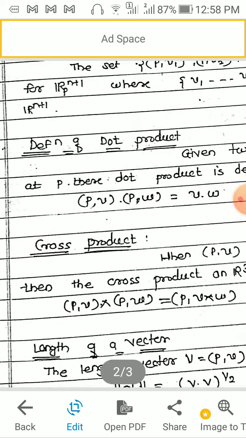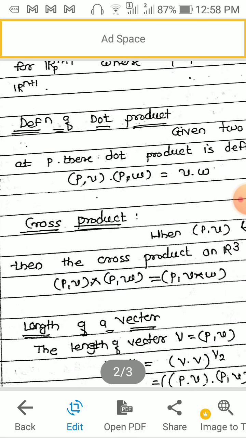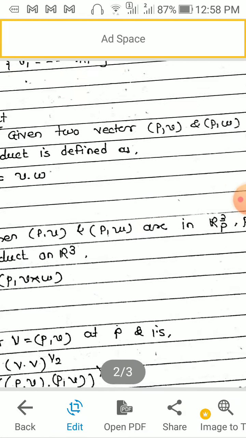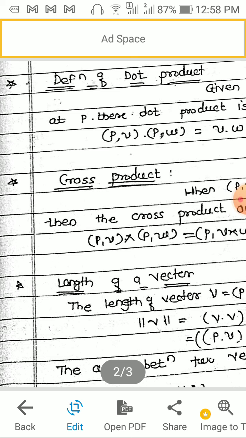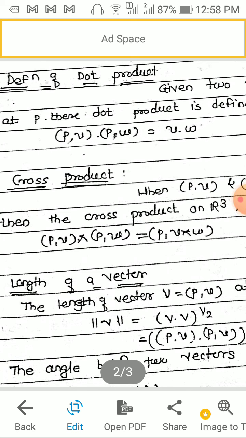Now, we shall define dot product, cross product, length of a vector and so on in R^{n+1}. Definition of dot product: given two vectors (P,V) and (P,W) at P. Now here all the vectors are defined at P in the space R_p^{n+1}. So (P,V) dot (P,W) will be equal to our usual dot product of the vectors V and W, which is a scalar quantity.